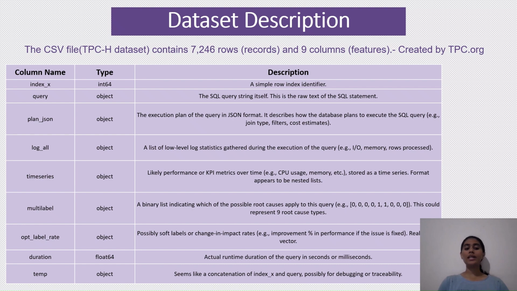And then we have multi-label, which is a binary list that indicates all the possible root causes applying to this query. Then we have opt label rate, which is possibly the labels or the change in impact rates for it. And then the duration, which is the actual runtime duration of a particular query, given in seconds or milliseconds. Then we have temp, which seems like a concatenation of index X and the query. This will be useful for debugging and to easily trace back the query.